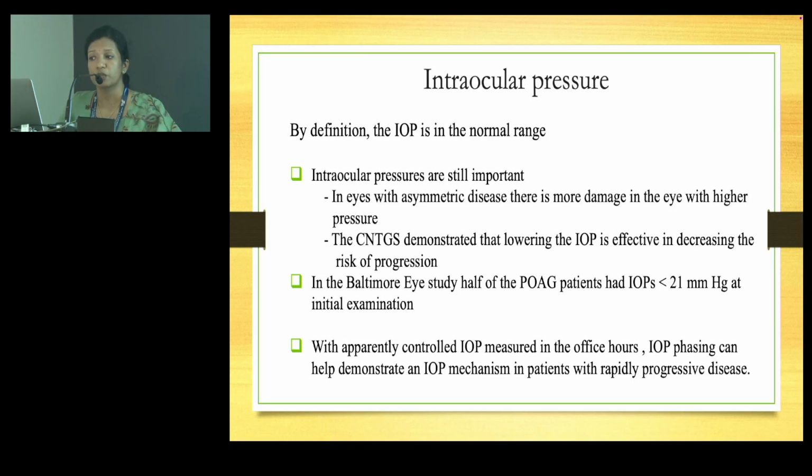By definition, intraocular pressure is in normal range, but intraocular pressures are still important. In eyes with asymmetric disease, there is more damage in the eye with higher pressure. The Collaborative Normal Tension Glaucoma Study demonstrated that lowering the intraocular pressure is effective in decreasing the risk of progression. In the Baltimore Eye Survey, half of the primary open angle glaucoma patients had intraocular pressures less than 21 millimeters of mercury at initial examination itself. Then, with apparently controlled intraocular pressures measured in the office hours, you can go for an IOP phasing, which can help demonstrate an IOP mechanism in patients with rapidly progressive disease. Usually they have a more than normal diurnal variation, which has a peak at early morning.